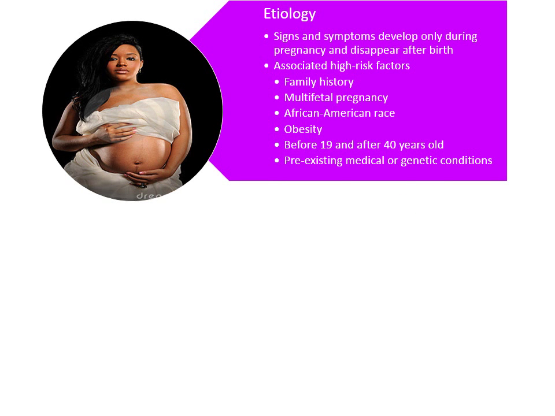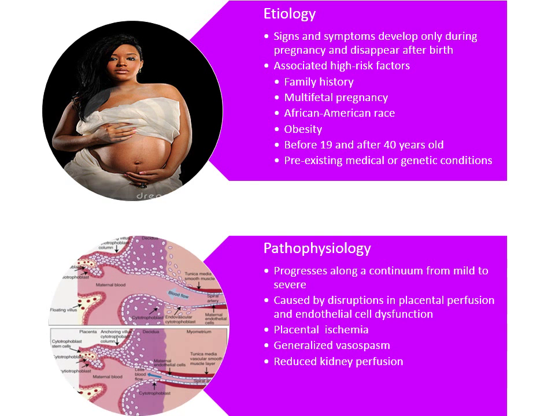Let's talk about preeclampsia. The signs and symptoms of preeclampsia develop only during pregnancy and go away soon after the birth of the baby and the expulsion of the placenta. The strongest risk factors include the woman who is younger than 19, older than 40, a first pregnancy with a new partner, and a history of severe preeclampsia. Preeclampsia progresses from mild to severe. The cause is disruption in placenta perfusion and endothelial cell dysfunction.